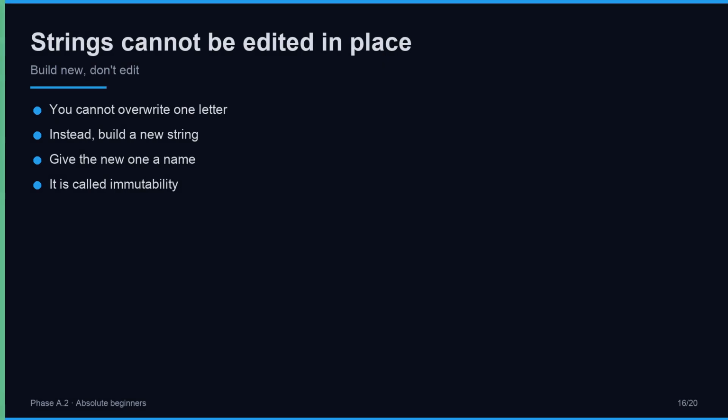One gentle truth about strings. They cannot be changed in place. You cannot overwrite a single letter of an existing string. Instead, you build a new string with the change you want, and give it a name. This property is called immutability, and it sounds scarier than it is. In practice, you just combine and reassign, which is exactly what we have been doing all lesson. Nothing to fear here. Build new, don't edit.